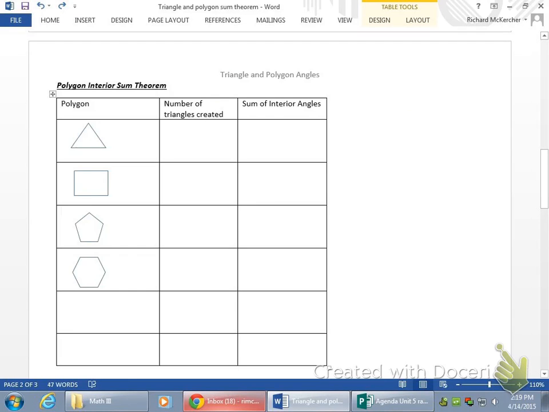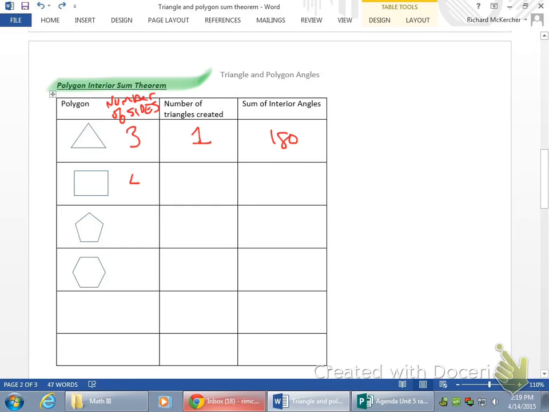Alright, the last one to look at, again, this is from last year or the year before, Polygon interior sum theorem. So we're going to start by creating another column, which we forgot. We're going to call it the number of sides. Okay, so how many sides are on this first shape? Well, it's 3, right? And how many triangles are there? Well, we already know this. There's one triangle and a triangle, and that's equal to 180. That's the triangle angle sum theorem.